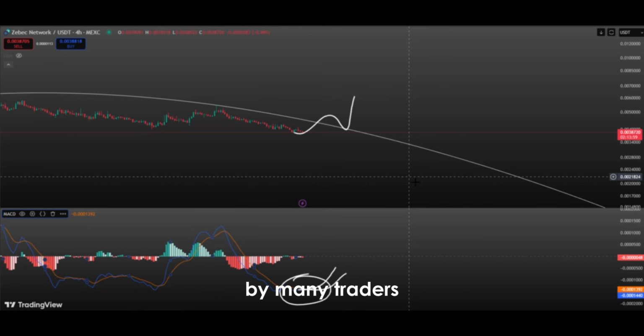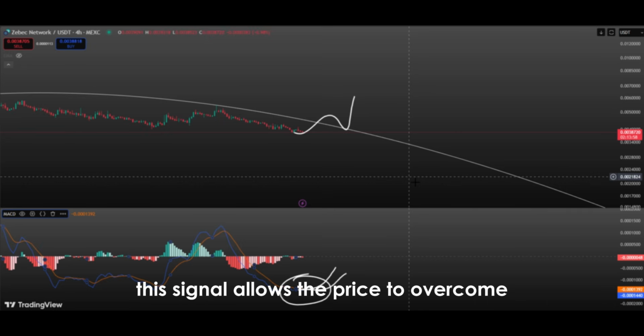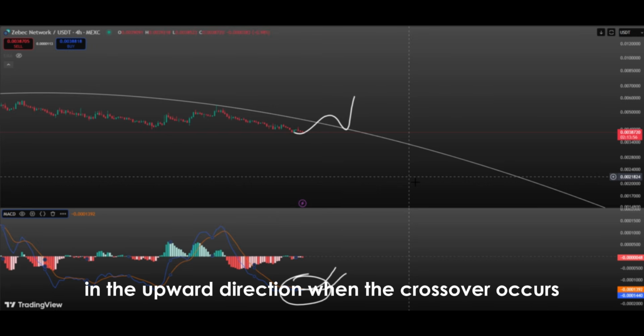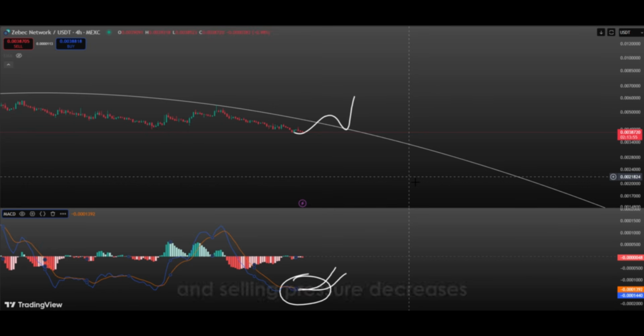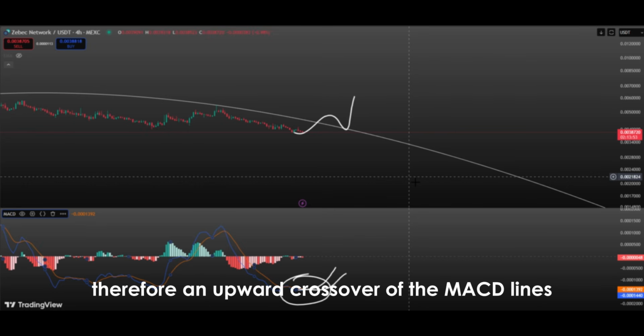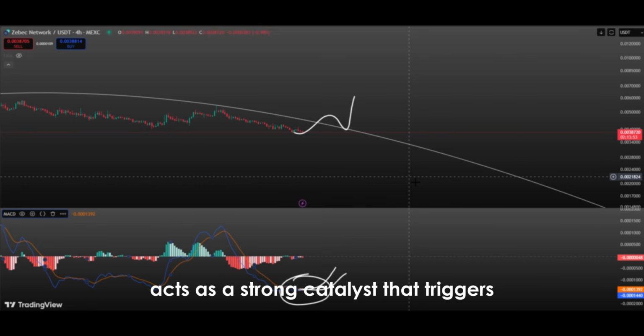From a technical analysis perspective, an upward crossover of the MACD lines is considered a buy signal by many traders. This signal allows the price to overcome short-term resistances, reach new levels, and use current market momentum in the upward direction. When the crossover occurs, the price's upward movement usually accelerates as buyers enter the market and selling pressure decreases. Therefore, an upward crossover of the MACD lines acts as a strong catalyst that triggers investor positions.